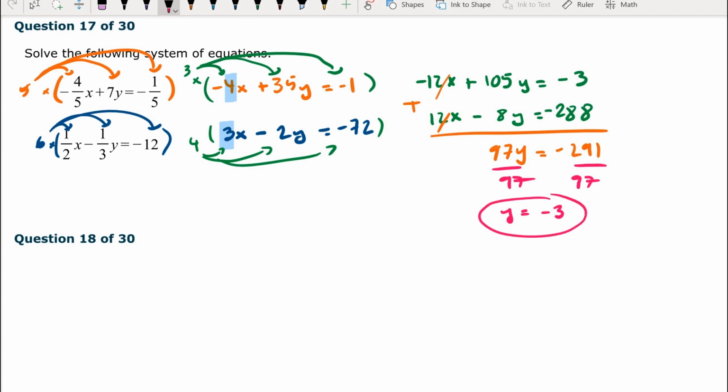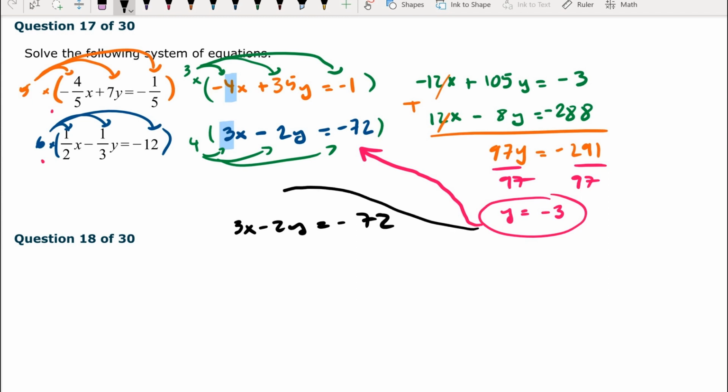You can plug into the first or the second. I will pick the one that, after we eliminate the fractions, is easier to work with. So we're going to plug into 3x minus 2y equal to negative 72. We know y is negative 3. That will be 3x minus 2 times negative 3 equal to negative 72. That will give you plus 6. 3x plus 6 equal to negative 72.